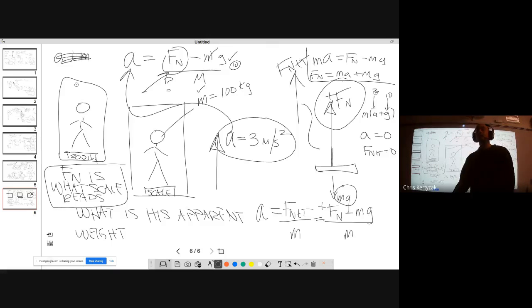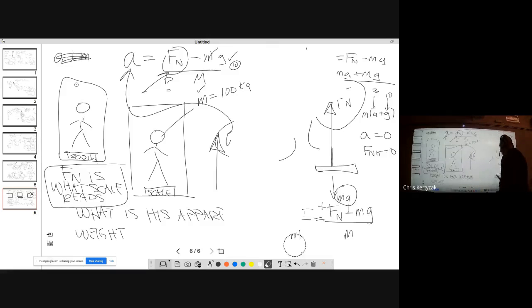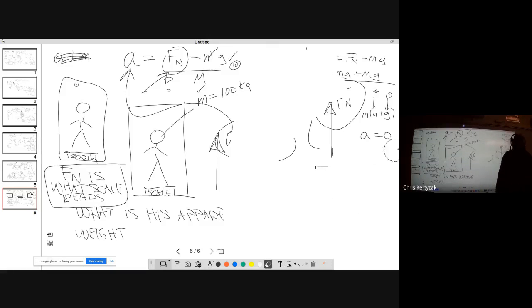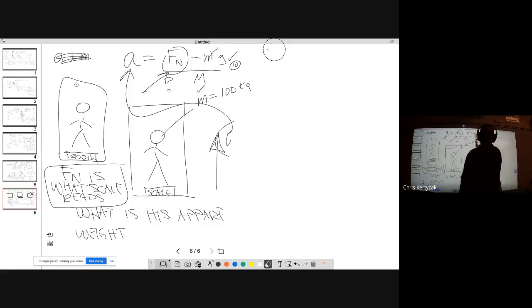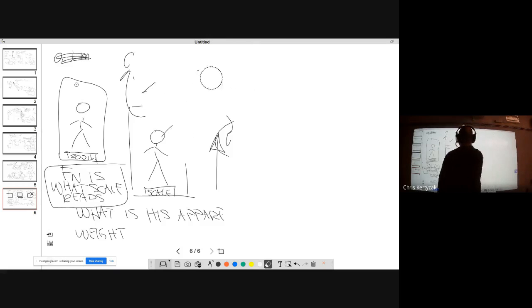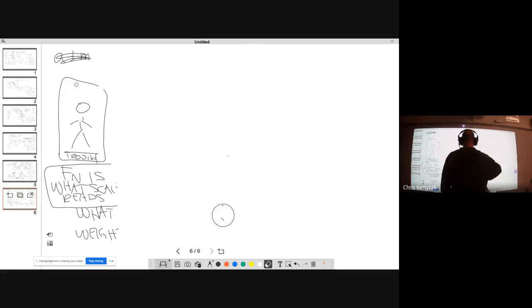What if he was going downwards? If he's going downwards, will the scale read more than what he weighs, still what he weighs, or less than what he weighs? I should have been more specific: accelerating in the downward direction in an elevator. It's going down and it's gaining speed as it goes down.